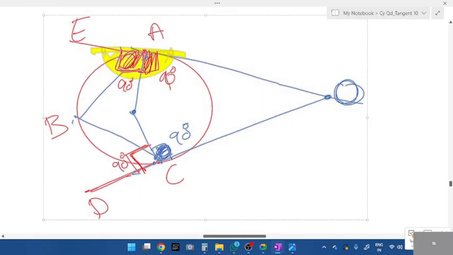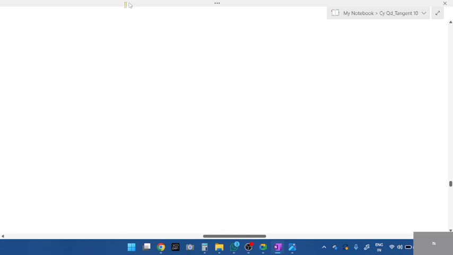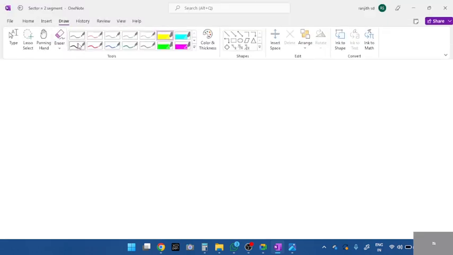Okay, we solved a question related to this. Now, the last concept is alternate segment. We call it alternate segment.